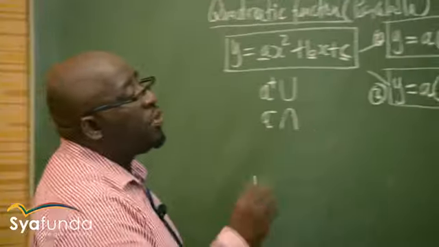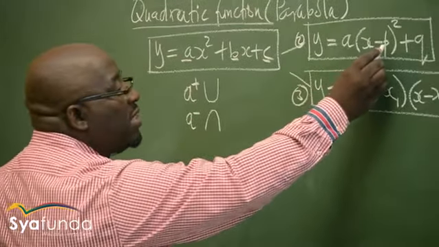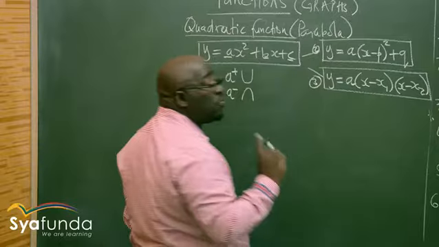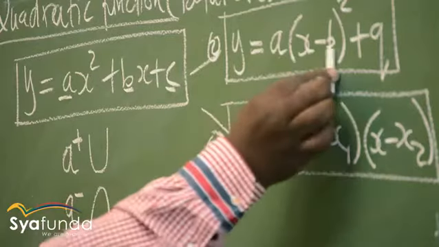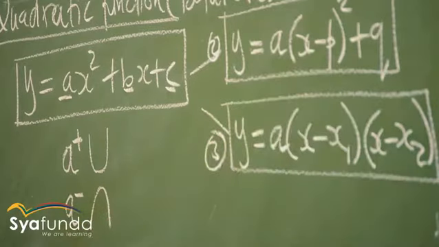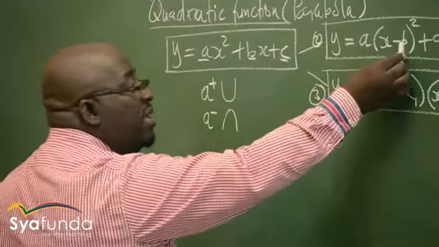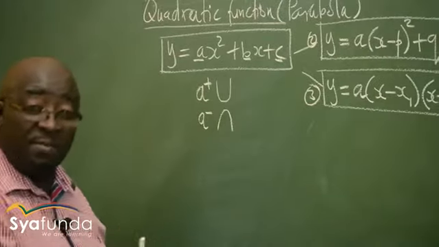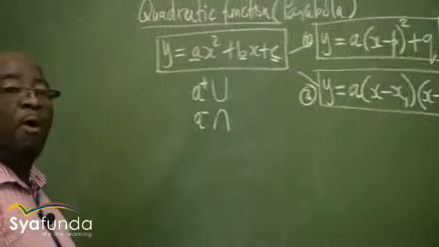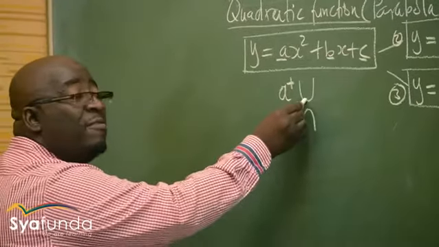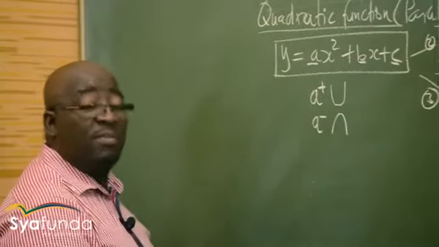We move on. What is the significance of this P and Q? P gives us the turning point. The x of the turning point, the y of the turning point. P, the x of the turning point, we call it the axis of symmetry. Q, the y of the turning point. If it faces up we call it the minimum value, if it faces down we call it the maximum value.